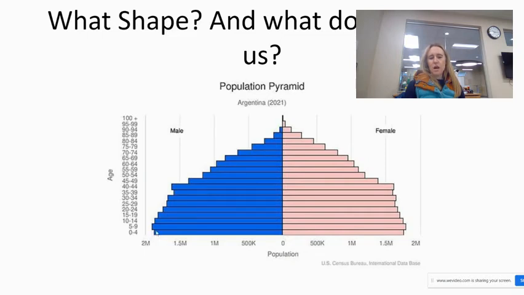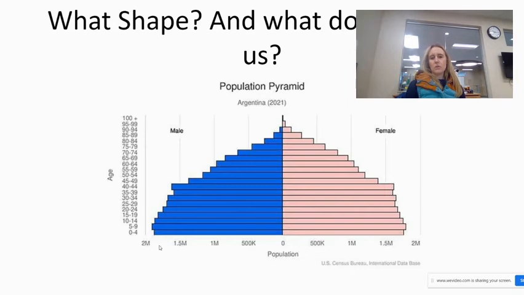You'll notice that there are almost fewer children in the 0 to 4 age range than there are in the 5 to 9, meaning that children are living longer. They probably have a lower infant mortality rate, but people are maybe going to start having fewer children in the future. And so it is transitioning between a pyramid and a box.